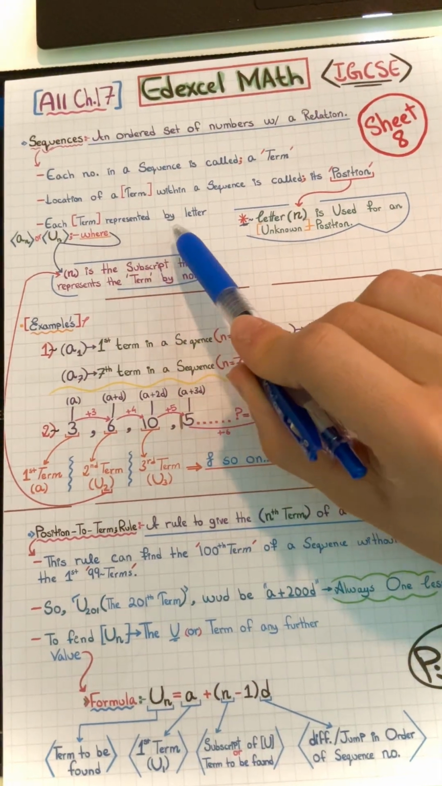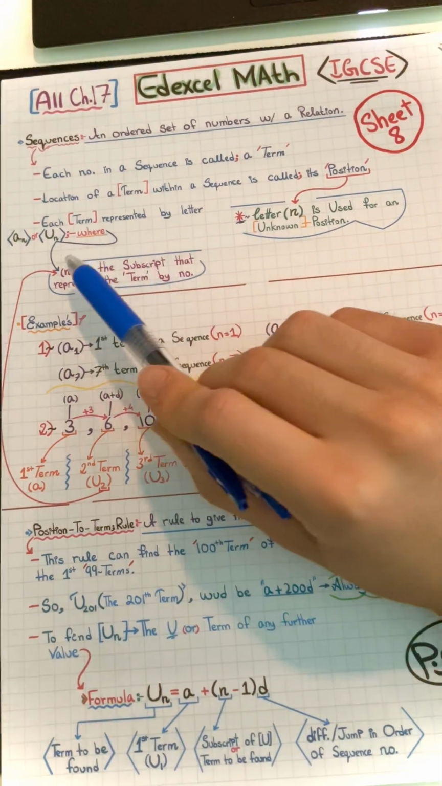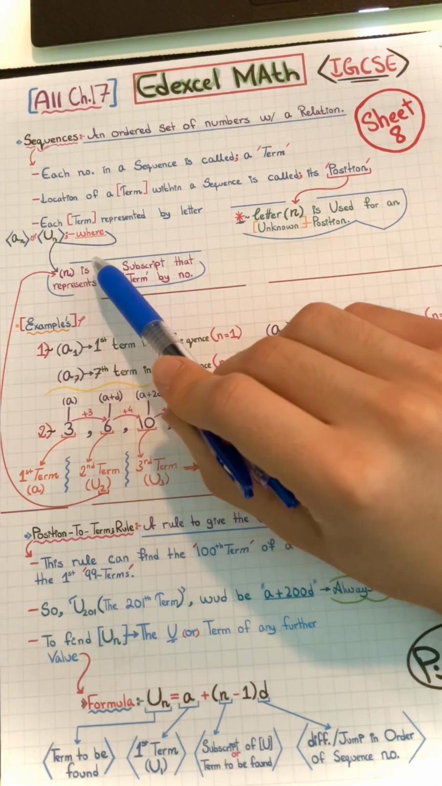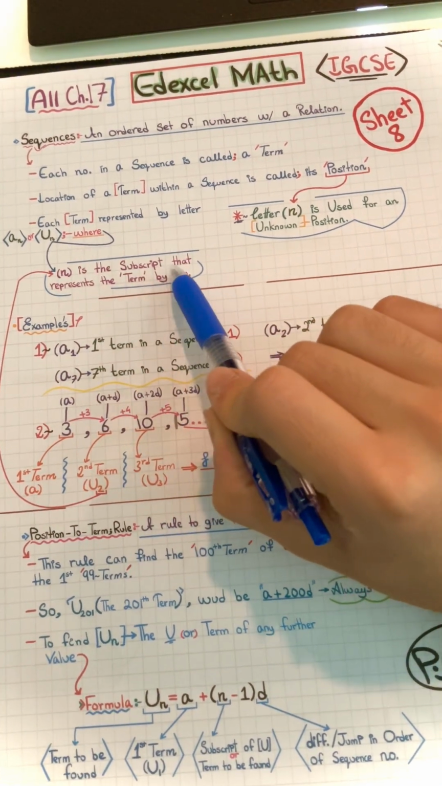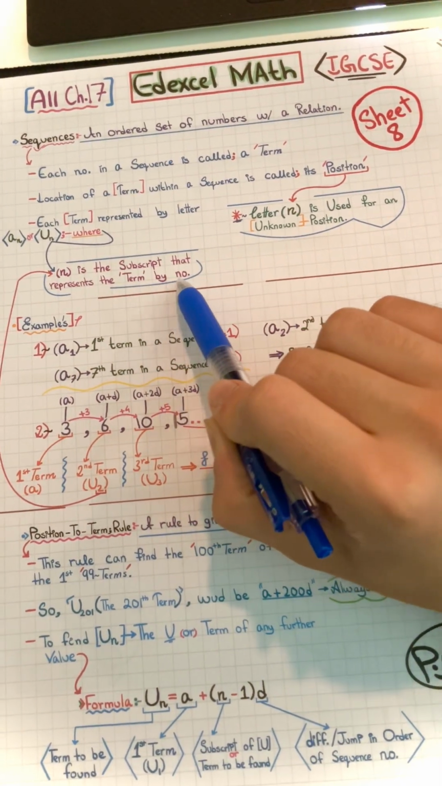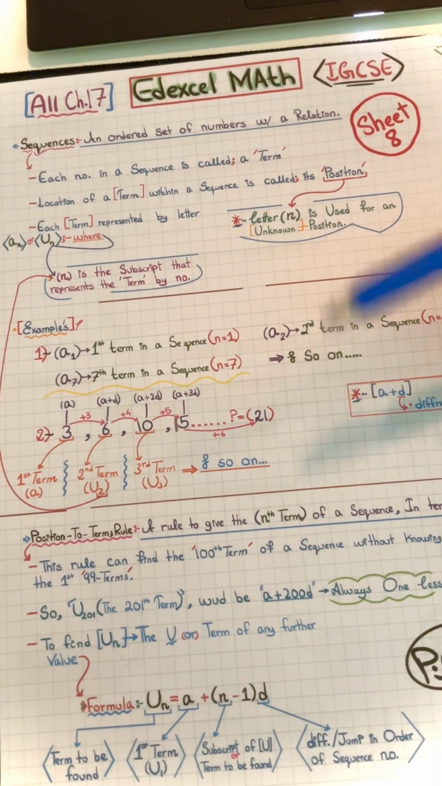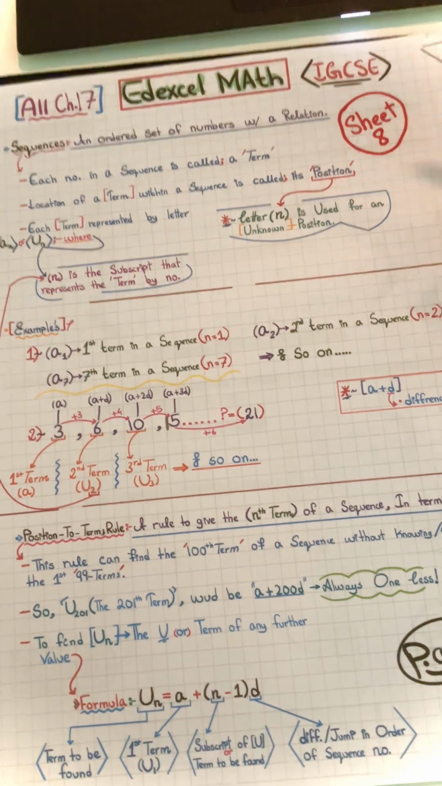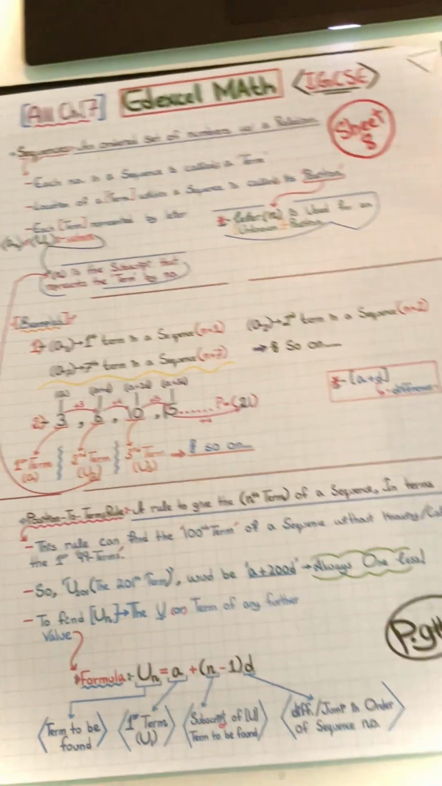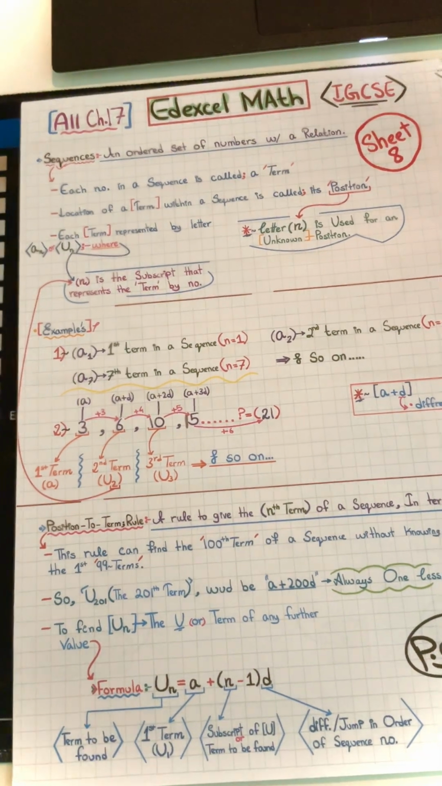Now, each term is represented by either letter a of n or u of n, where n is the subscript number that represents the term by the number. I know it sounds a bit confusing by the definition and reading, but after we solve some examples, it will be clear, okay? Anyways, let's have a look at this example, okay?